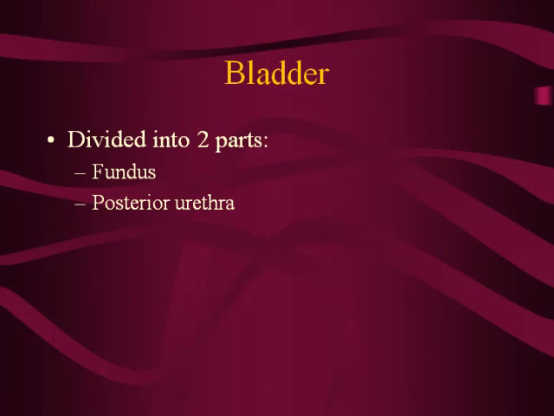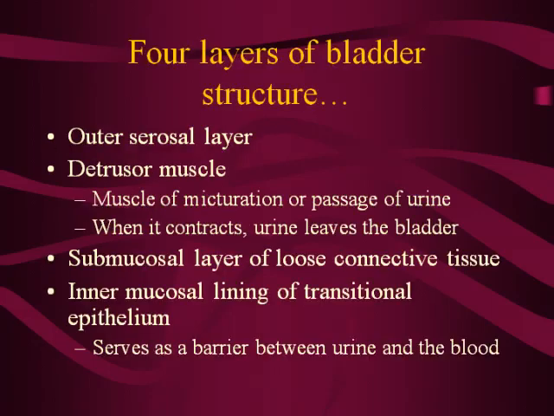It's divided into two parts, the fundus and the posterior urethra. The fundus is known as the body. The urethra is known as the neck. And if you just remember how the bladder looks, that makes perfect sense. Urine passes to the bladder through the ureters, close to the base of the bladder, near the urethra. And again, I think you should go back and look at your anatomy so you can understand how everything works. It makes it a lot more sensible.